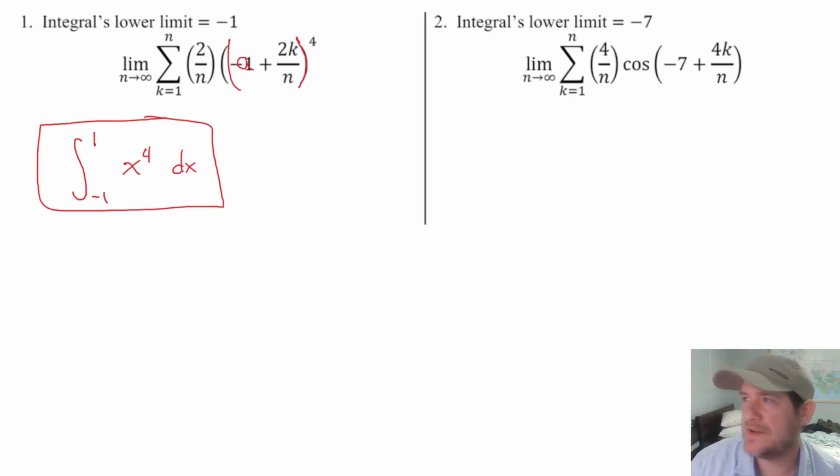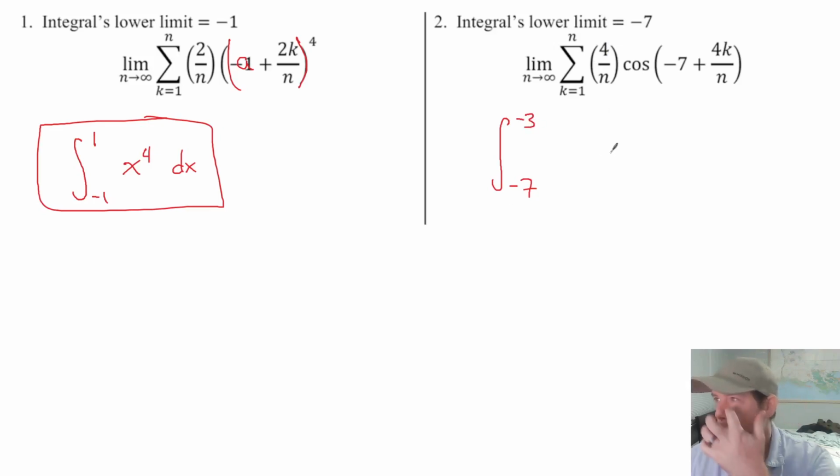And lastly, number 2 is going to ask us to do an integral whose lower limit is -7, whose width is 4, so we're going to only come up to -3. And again, everything's present and accounted for. We've got our a value. There's our delta x times our k. So it is just the coefficient of plain old x dx.